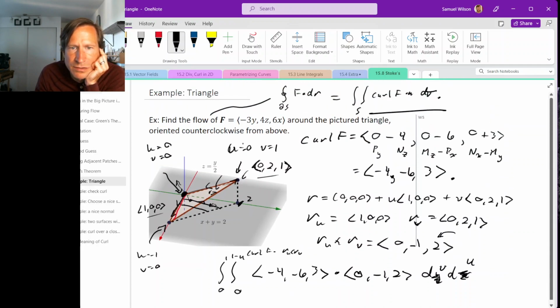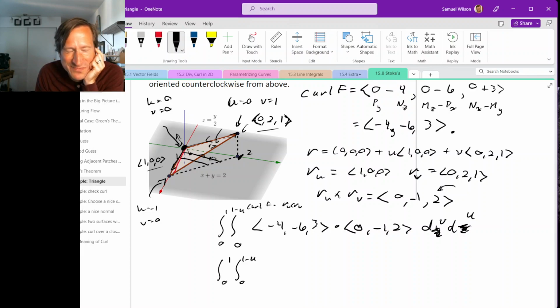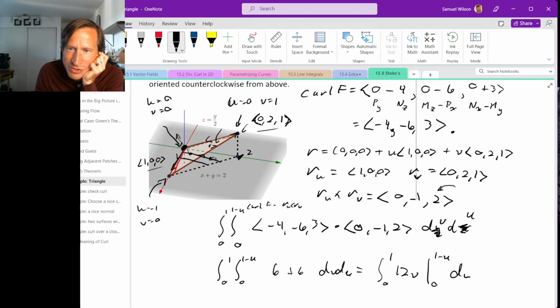Okay. All right, so you can see that this integral is pretty straightforward, and there's only one of this integral. We don't have to do 3 different integrals like we did with the line integral approach. So this dot product is going to be 0 plus 6 plus another 6, so 12 dv du. So the integral from 0 to 1 of 12v from 0 to 1 minus u du.